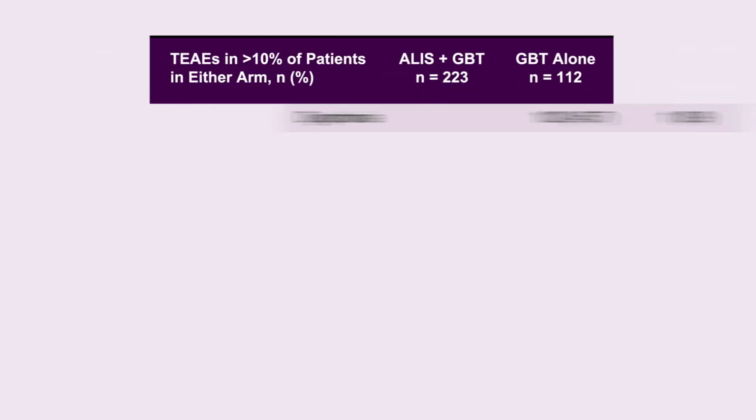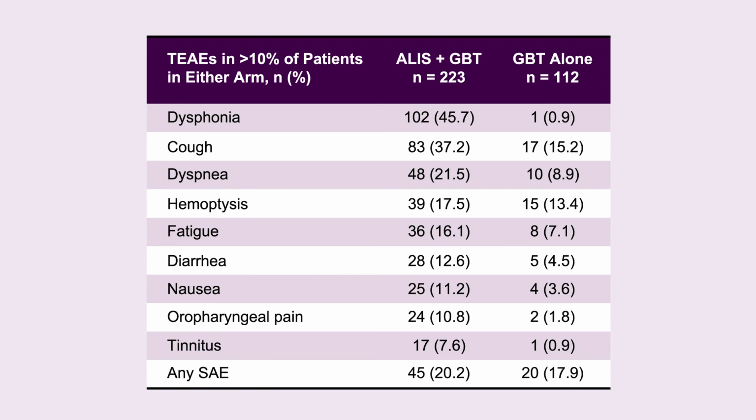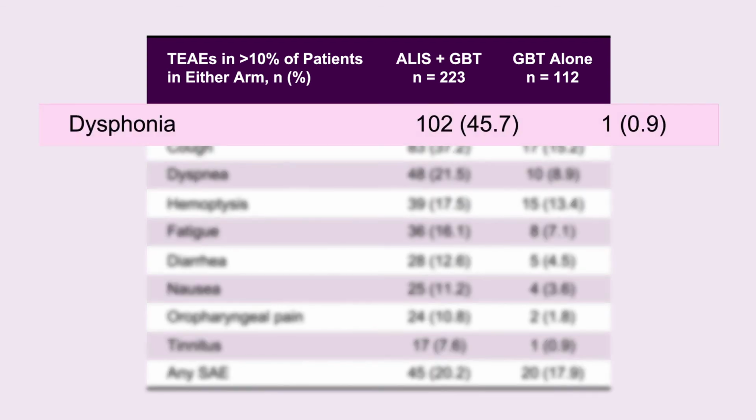In terms of the tolerability and side effects of ALIS, there are a significant proportion of patients who are hoarse. So dysphonia is very common. It's about 40 to 50% who start. We saw this in the phase 3 trials, and we saw it in the phase 2 trials. And most of that is temporary.